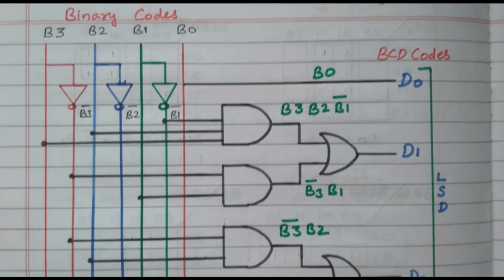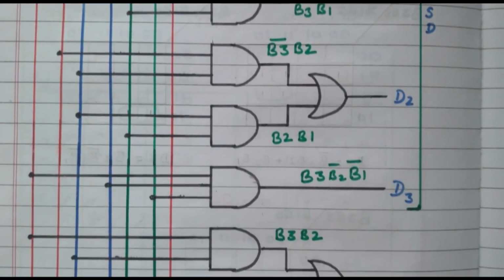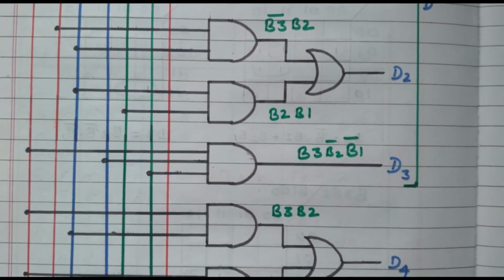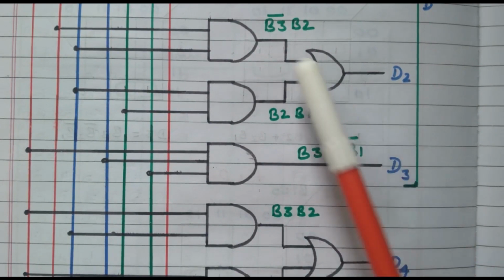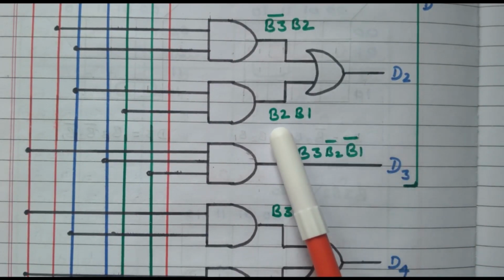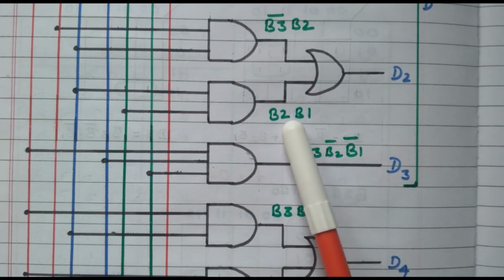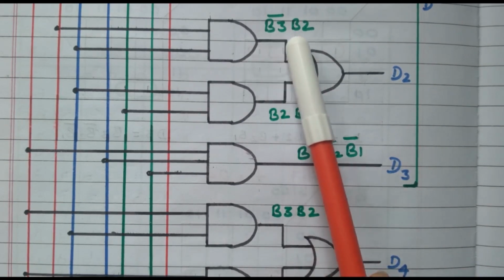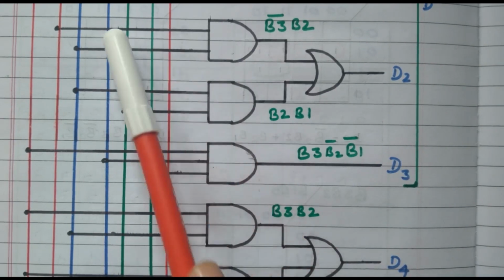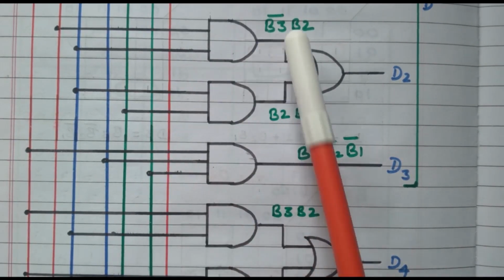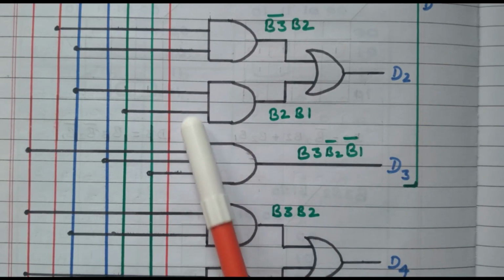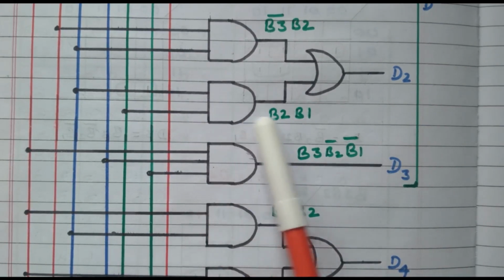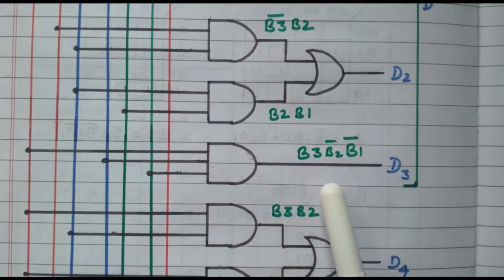Now we'll go to D2 and D3. So D2 is nothing but B3 dash B2 plus B2 into B1, right. These two are added by this OR gate. How to get B3 dash and B2? By the AND gate. This B3 dash and B2 are connected, so we got this value. Similarly, here B1 and B2 are connected, so we got this value. These two are added by this OR gate.